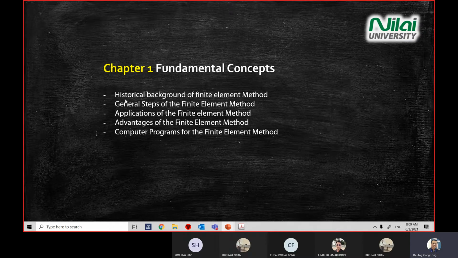All right. So we look at some history. We look at what are the steps that we'll be using throughout the semester. There are only 7 steps you need to memorize. And then how we apply the FEM method. What are the advantages and what are the available programs that you can use to simulate or to compute FEM, finite element analysis.